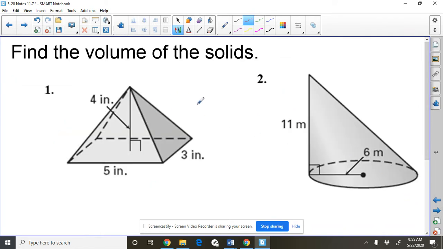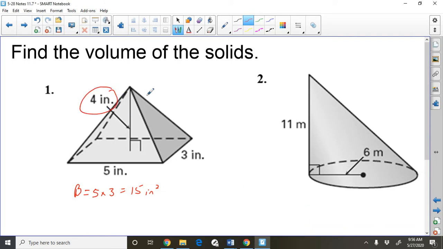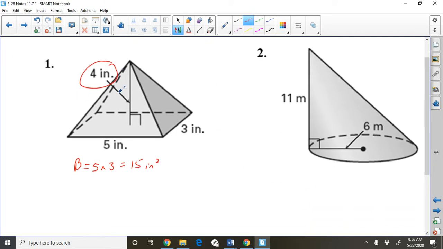So when you're doing these problems, we need to, again, be able to find base area and height. And some of them, the base area is simple. This is a rectangular pyramid where the base area would be 5 times 3, 15 square inches. And we want to find the volume. And in this problem, the height is right in the problem. Again, the height has to be a perpendicular from the vertex to the base.